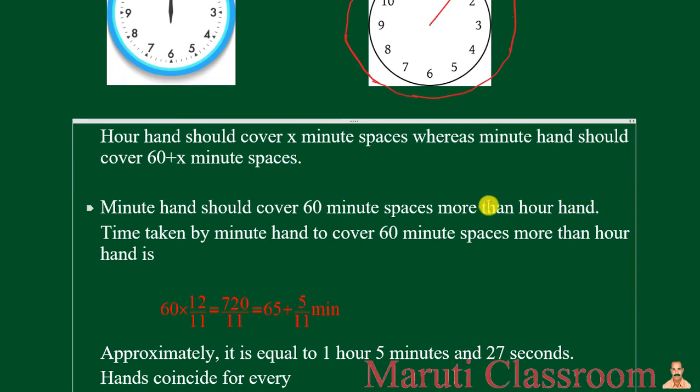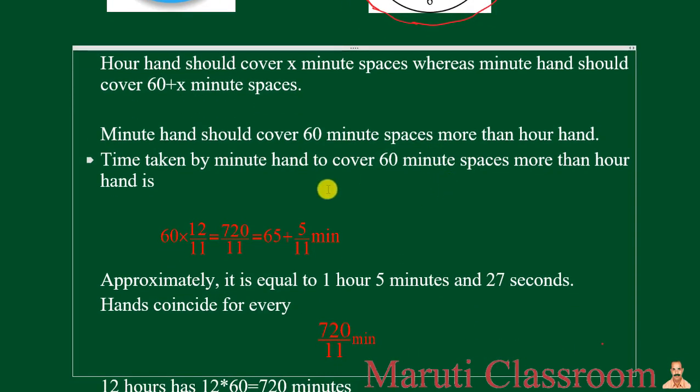We know the time the minute hand takes to cover 1 minute space more than the hour hand is 12 by 11 minutes. So to cover 60 minute spaces more than the hour hand, the time taken is 60 into 12 by 11, which is equal to 720 by 11 minutes, which is equal to 65 and 5 by 11 minutes. 5 by 11 is approximately 27 seconds. So after approximately 1 hour 5 minutes 27 seconds the hands coincide again. It is an approximate time, not the exact time.